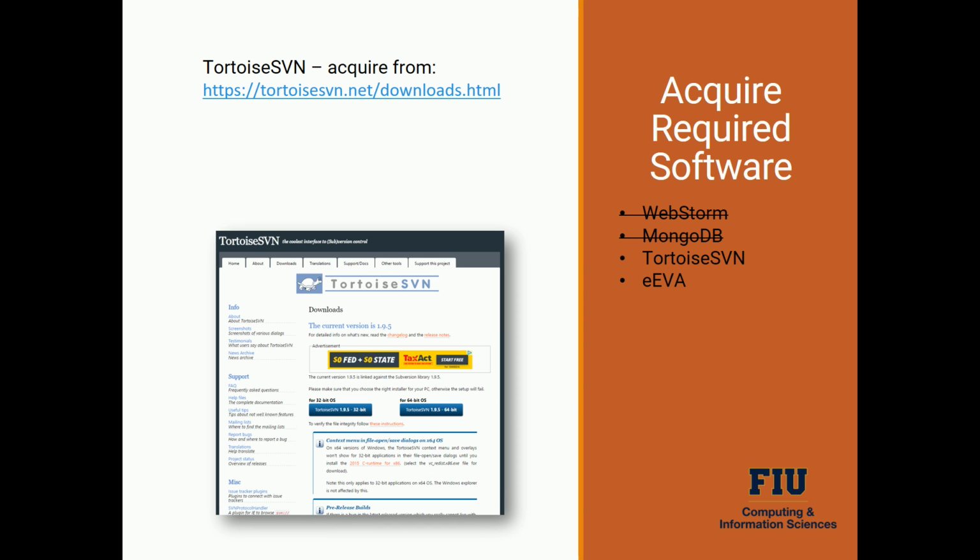The eEVA code is in a repository managed by Tortoise SVN. If you already have Tortoise SVN on your machine, please ignore this step. If you don't already have Tortoise SVN, please go to Tortoise SVN's website and download the version appropriate for your machine.